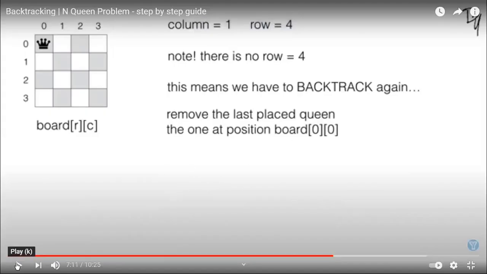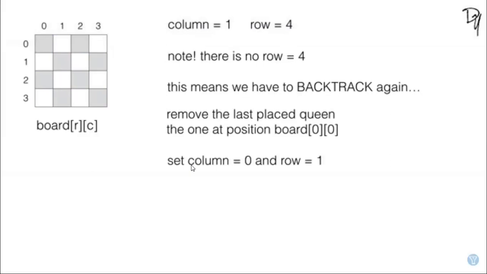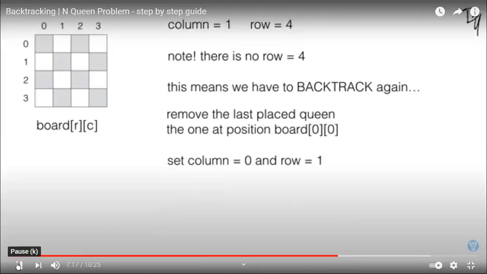So what we will do again, we will backtrack, remove the last placed queen, that is 0, 0. And then what would be the next step? Then again, we will increment the row, right? So set column 0, and now we will increment row to 1. And obviously, this is the first position. This is the first queen on the board.